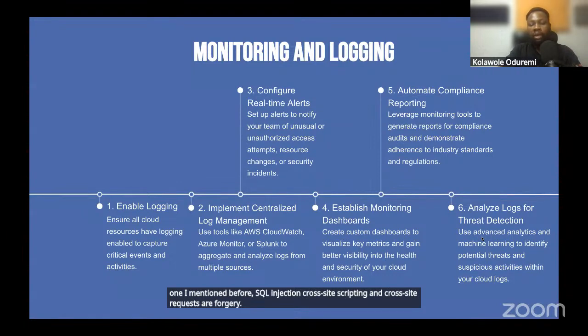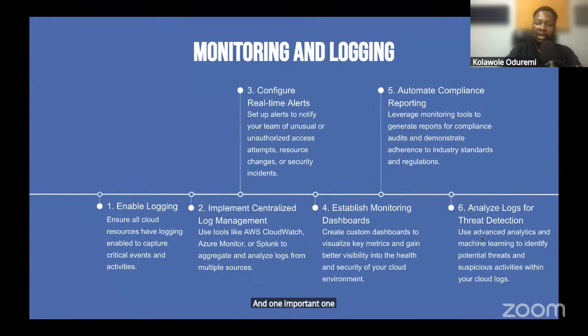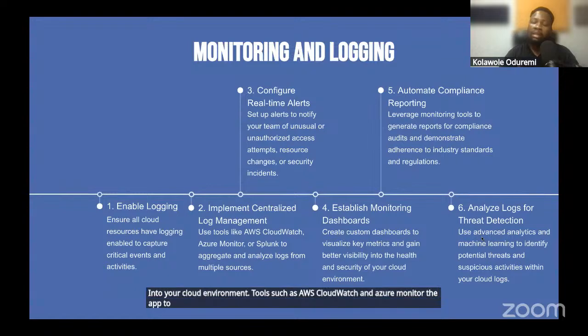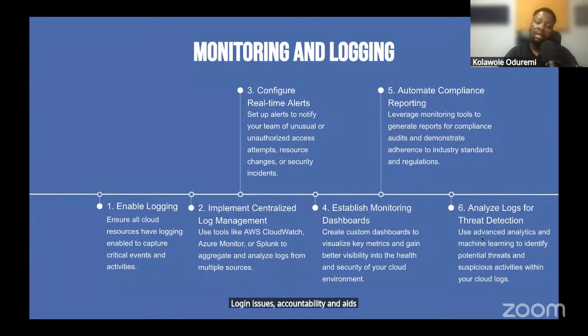Then one important part of what we are discussing today is monitoring and logging. Continuous monitoring and logging provide visibility into your cloud environment. Tools such as AWS CloudWatch and Azure Monitor help to track activities, detect anomalies, and send alerts for suspicious behavior. Logging ensures accountability and aids in forensic investigation. So you need to enable logging.